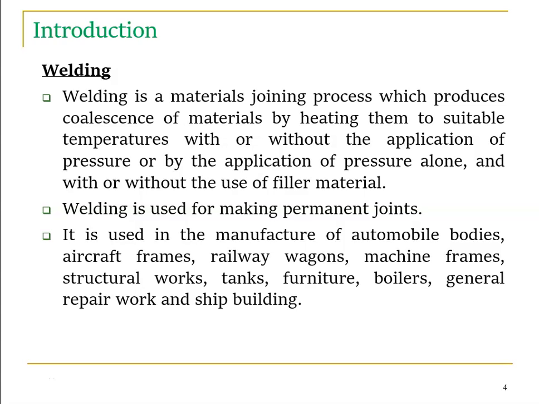So this is what a permanent joint is. It is used in many applications such as automobile bodies, aircraft frames, railway wagons, machine frames, structural works, tanks, furniture, boilers, general repair work, and shipbuilding. So there are many applications where we can use welding.